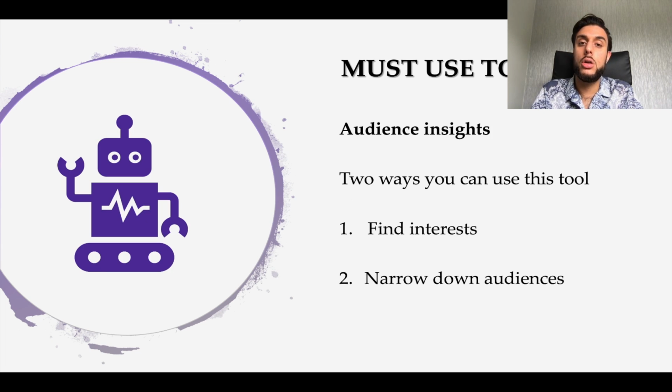Now, I'm going to show you guys the must-use tool for helping you pick interests. Now, it's called Audience Insights, and there's two ways you can use this tool. Number one, you can find interests, and number two, you can narrow down audiences from the data that you're reading. Now, what I'm going to do is jump into the Ads Manager and show you how to use this tool effectively.